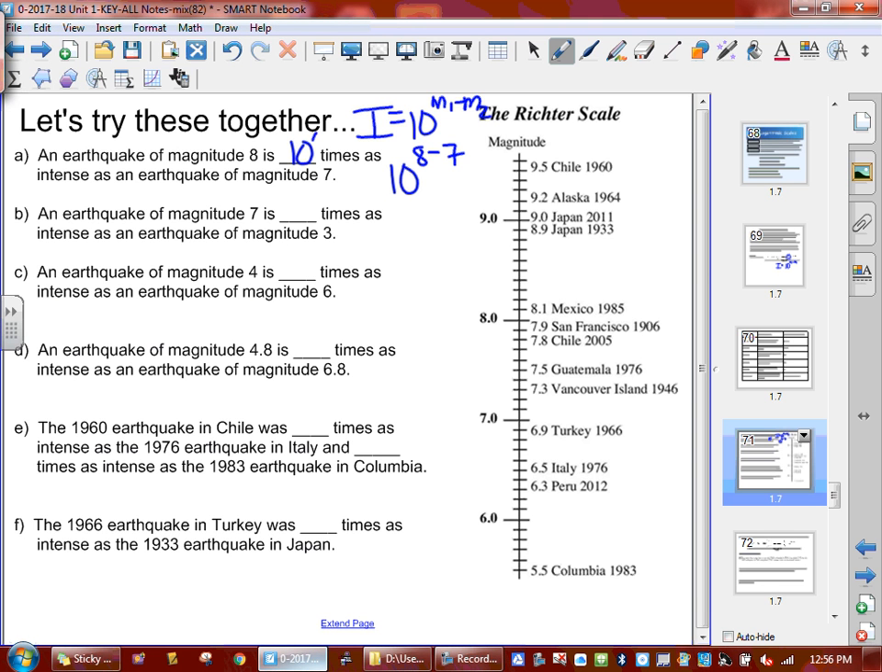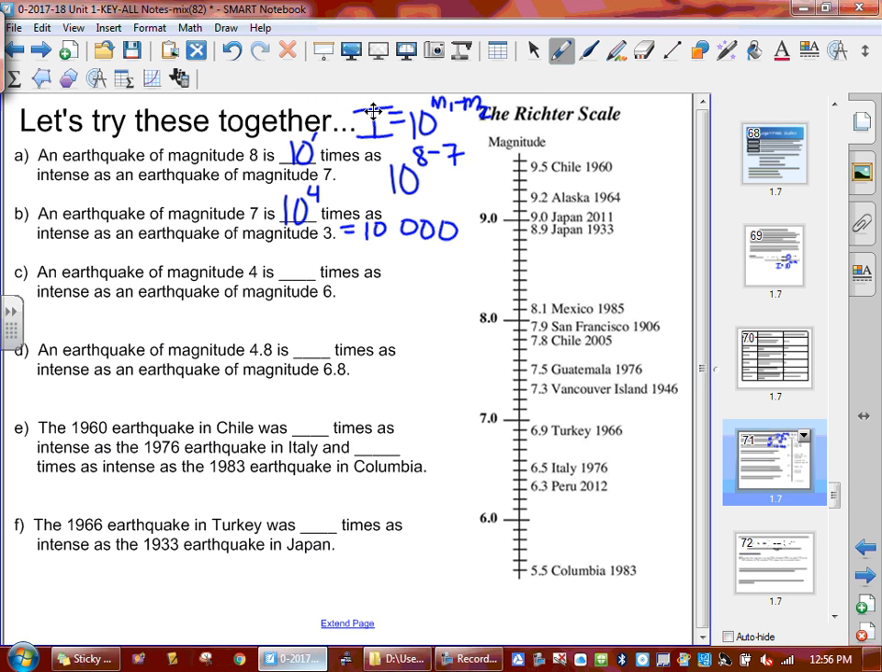Now, what about a 7 compared to a 3? Well, if you take a 7 compared to a 3, again, all you're doing is taking 7, subtract 3. How big do you get? 10 to the 4th. So 10 to the 4th is 10,000 times stronger. So remember, these are all powers of 10 we're dealing with.